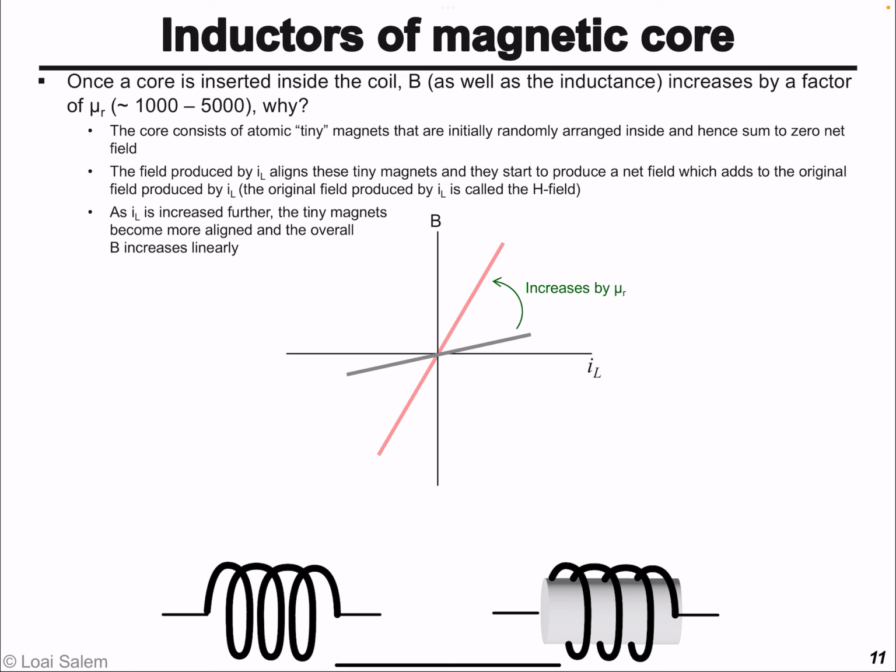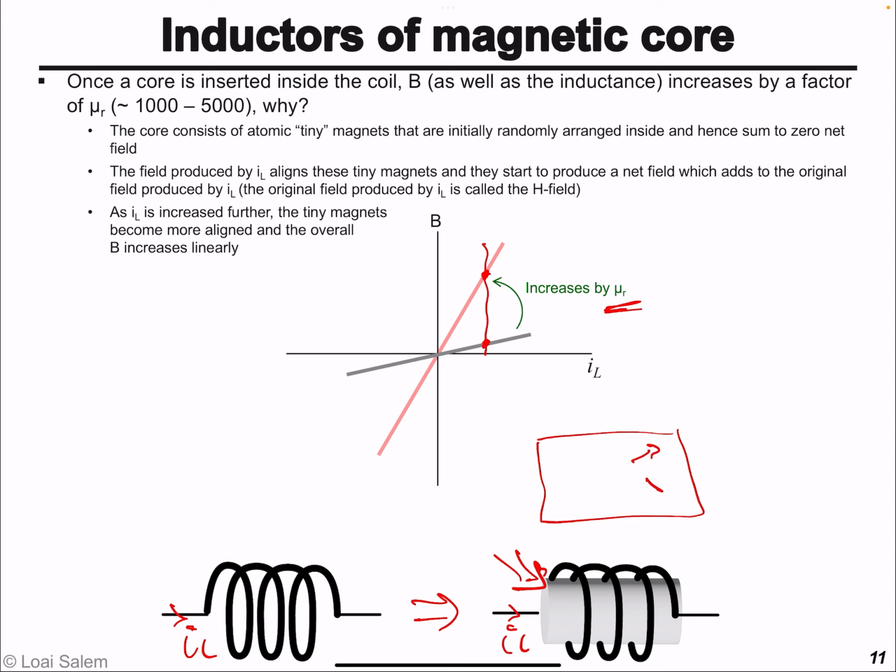Once we insert the ferromagnetic material inside the coil as shown here, for the same current IL, we'll find that the slope has increased by a factor equal to mu r, or this point has been boosted mu r times. So why does this happen? Well, if we zoom inside this ferromagnetic material, we'll find it consisting of tiny magnets that are randomly placed inside the core. So the net magnetic field coming from them will be zero.